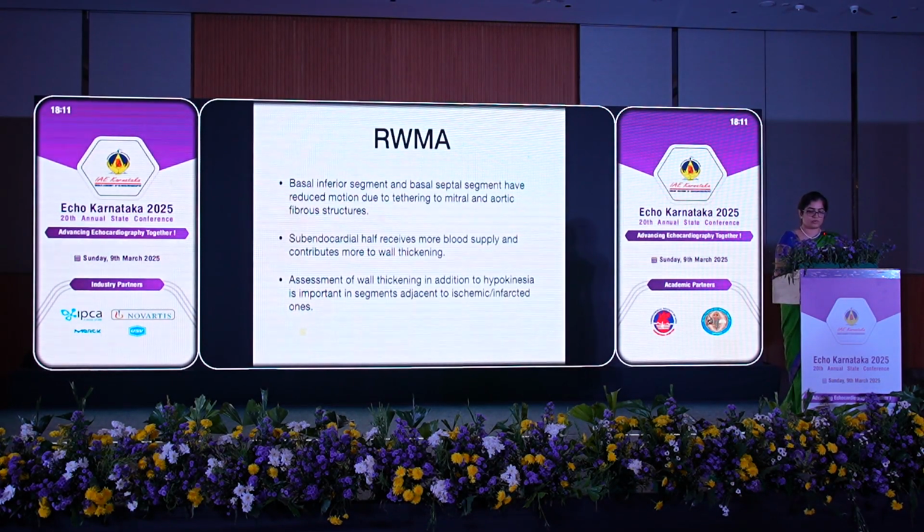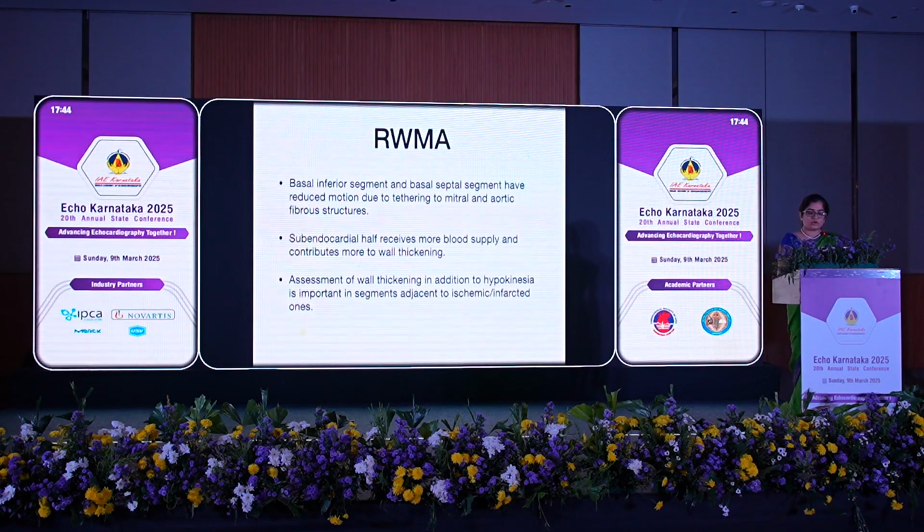So regarding regional wall motion abnormality, I have a few things to say. Commonly we see some reports where patients come with just one segment, the basal inferior segment, being hypokinetic, and the patient being branded as ischemic heart disease. It's very important to note that these two segments, the basal inferior and the basal septal segments, have inherently reduced motion, and this is mainly due to the tethering that happens to the mitral and aortic fibrous structures.